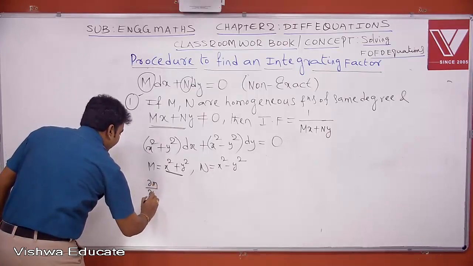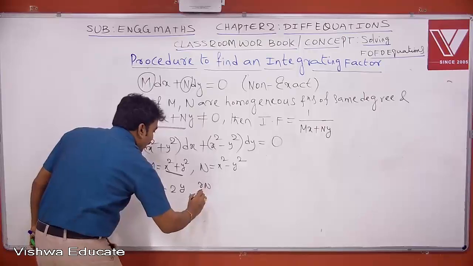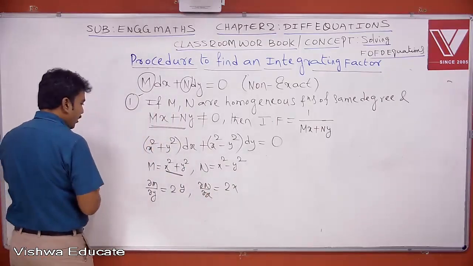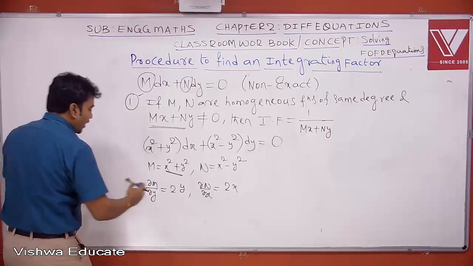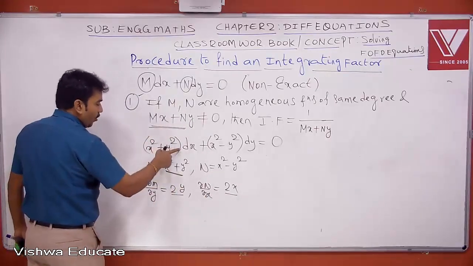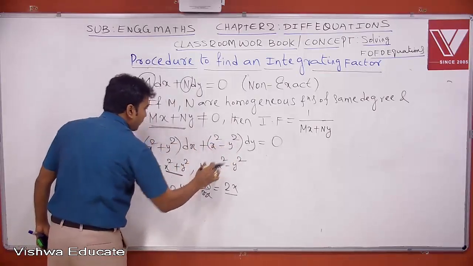And here when you verify for exactness, dou M by dou y is 2y and dou N by dou x is 2x. Both are different quantities. So it's a non-exact equation and both are homogeneous functions of same degree.